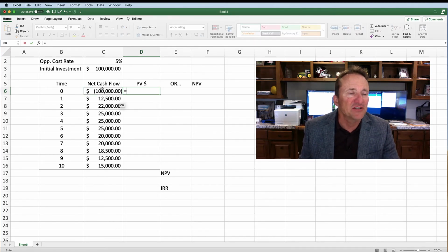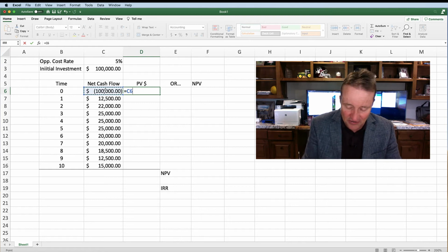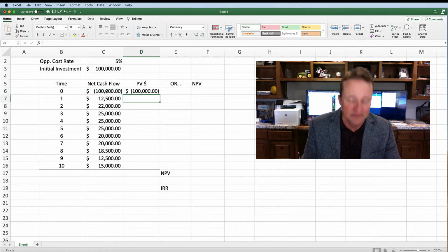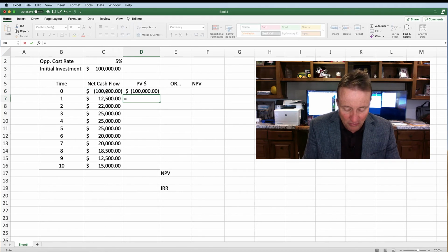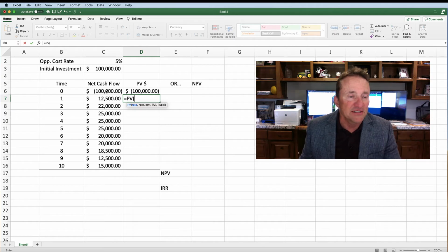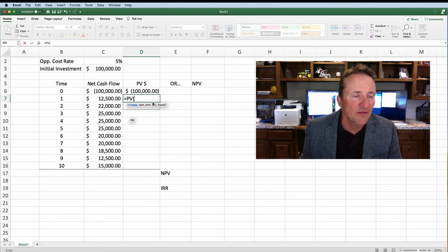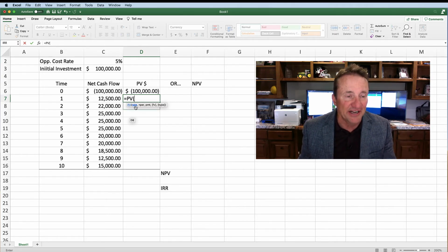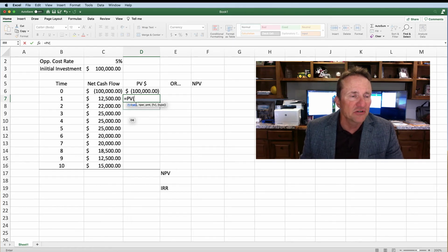And in time value 0, it's easy. Present value of 100,000 paid out is 100,000. Now equals, in year 1, we're going to use PV. That's present value, and Excel already has the formula. In fact, if you open parentheses, it'll even start asking you for the variables that are needed, just like the formula on the board, but this is going to do all the math for you. So you go up and choose the rate, 5%.